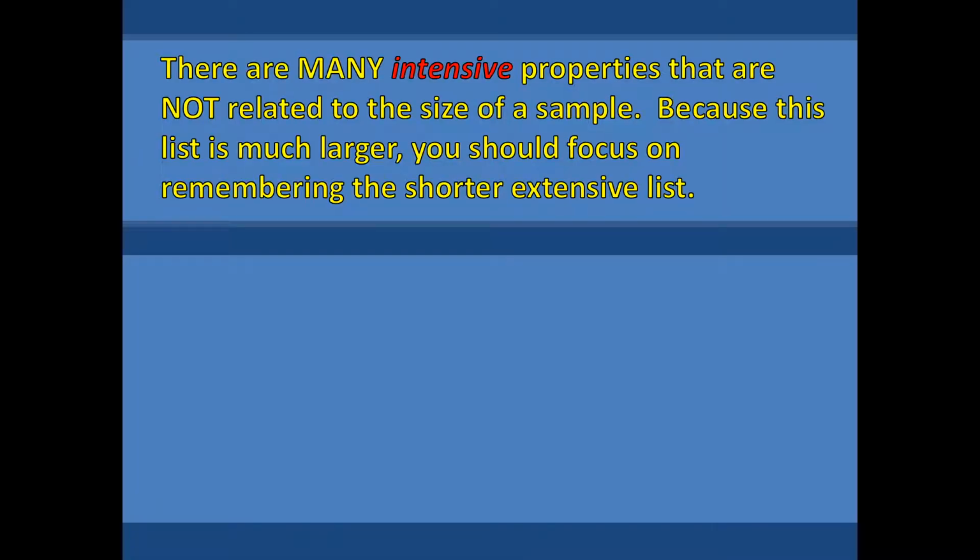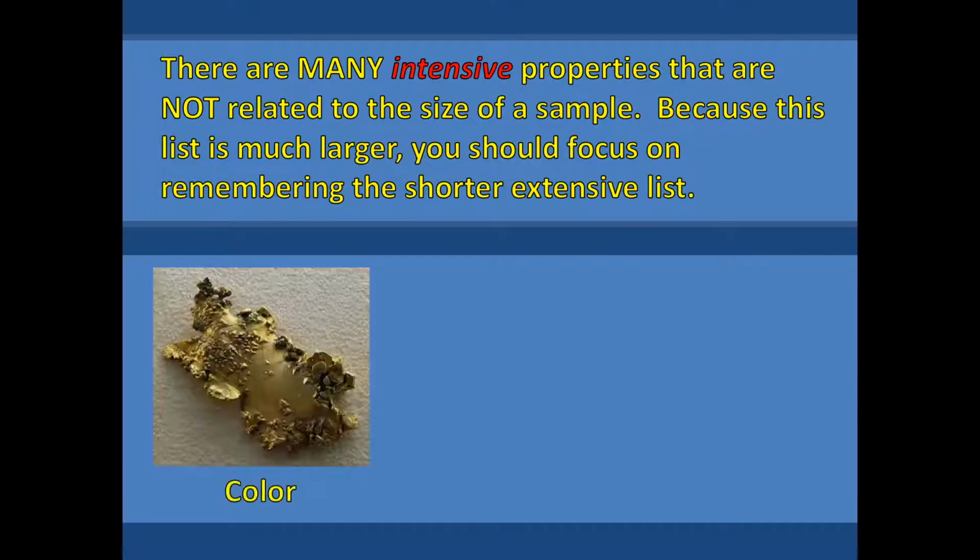So there are many intensive properties that are not related to the size of the sample. Because this list is so much larger, you should memorize the previous list first. You should focus on remembering the shorter, extensive list. So I'm only going to go over a few examples because there are so many.